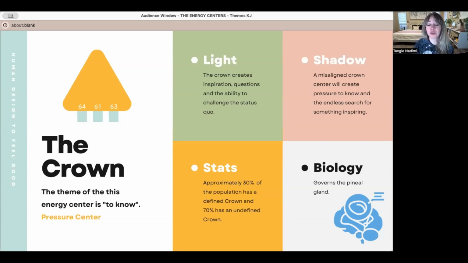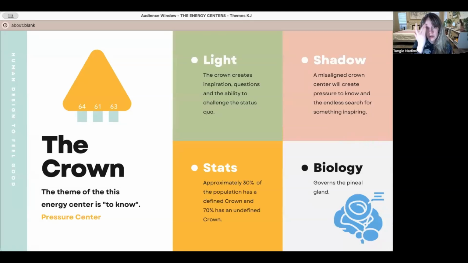So the majority of people that you come across are going to have that undefined crown, and they're going to be on the search for something inspiring or some level of clarity. The crown governs the pineal gland in human biology.